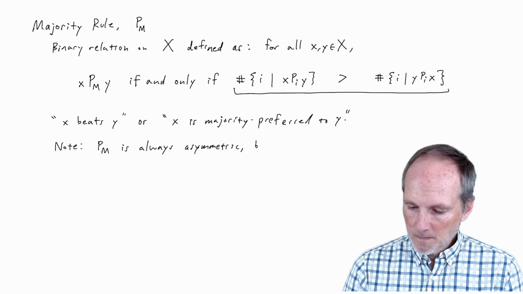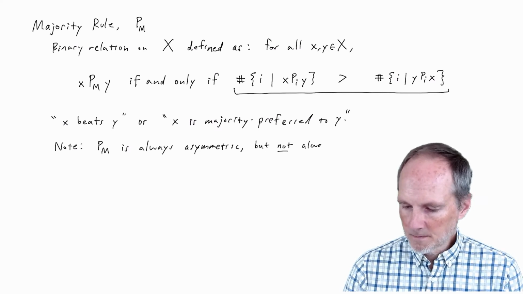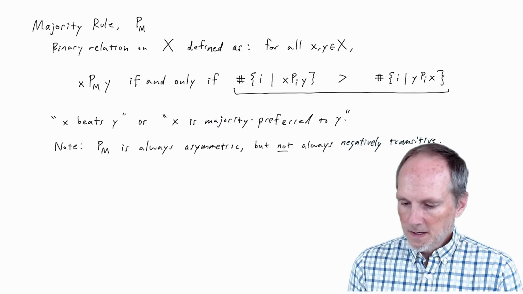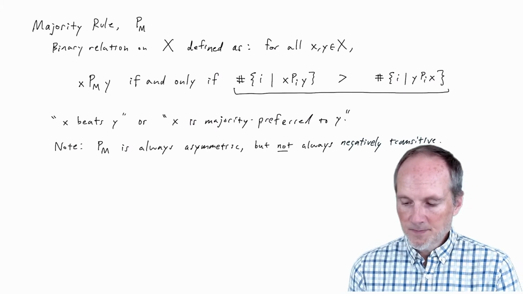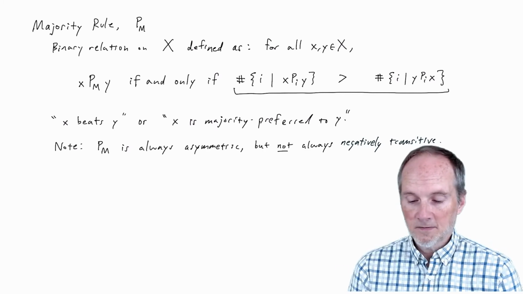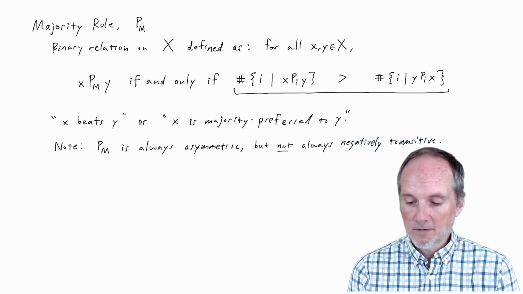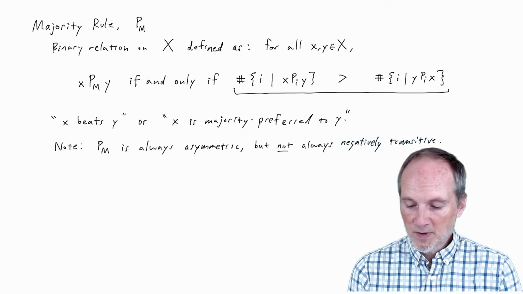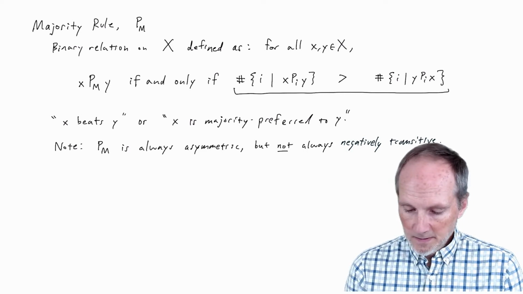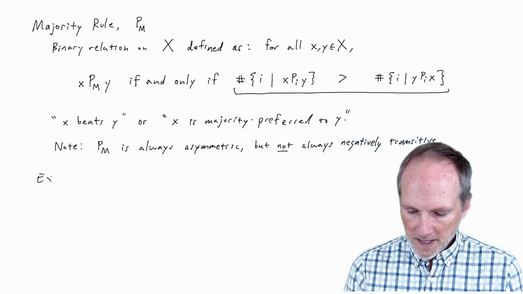However, we'll see in some examples that it's not always negatively transitive. And that means that it's not always a weak order. It's not always going to give us a ranking of alternatives. So it is different from the preference of an individual. So let's go through an example to see how this works.